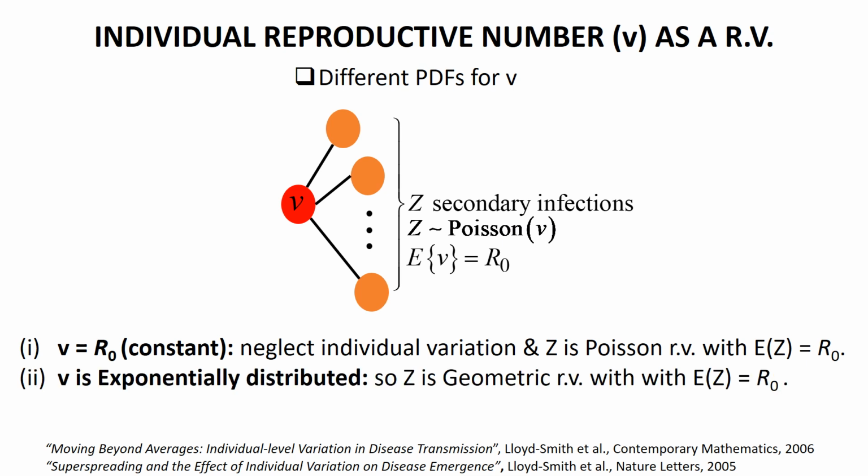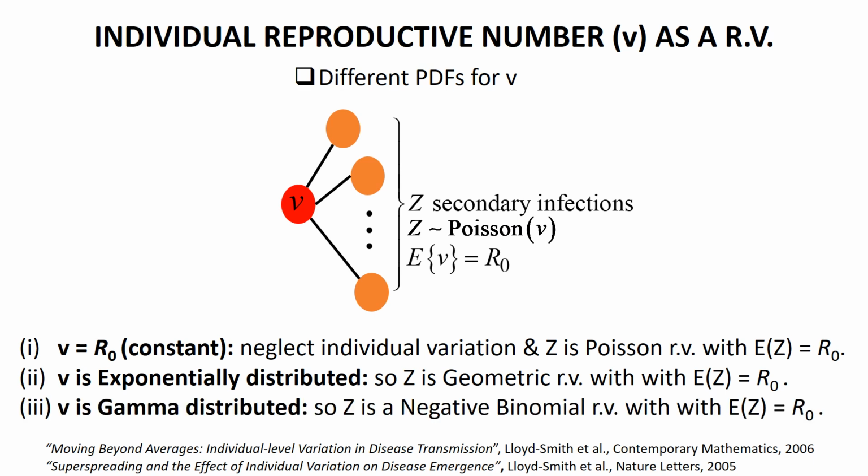Another way of looking at it is to consider V to be exponentially distributed. Now, I didn't cover exponential random variables because I'm not going to be dealing with that. Neither did I cover geometric random variables, which is what will happen if you put Z as a Poisson random variable based on an intensity of V. The most general approach is V is gamma distributed.